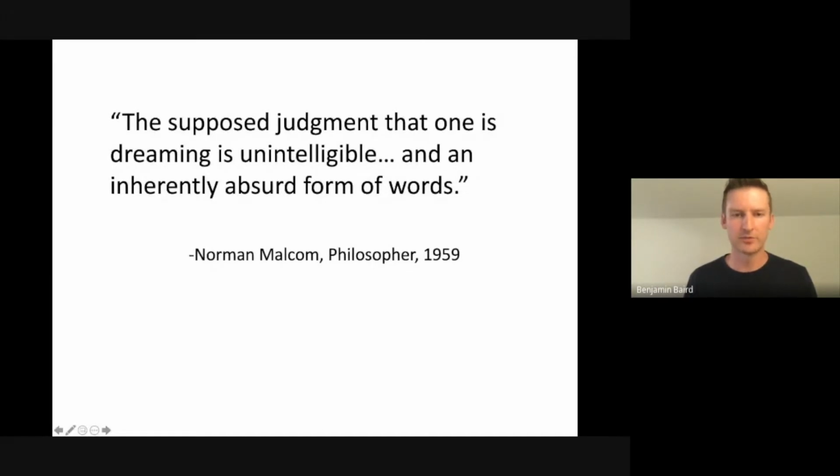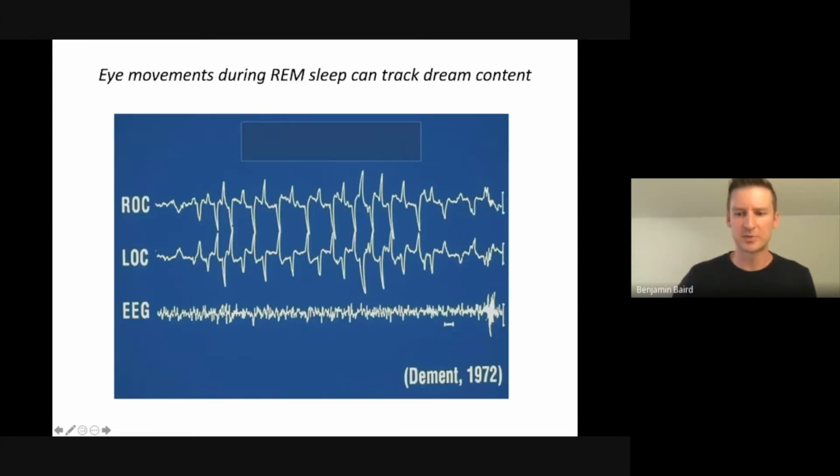This is a quote from Norman Malcolm, a philosopher, for example, in the late 1950s. It says, "The supposed judgment that one is dreaming is unintelligible and an inherently absurd form of words." Because people just couldn't understand. They thought, how can you be fully conscious and at the same time asleep? It seemed like an oxymoron and just something that was difficult to understand unless you'd experienced it.